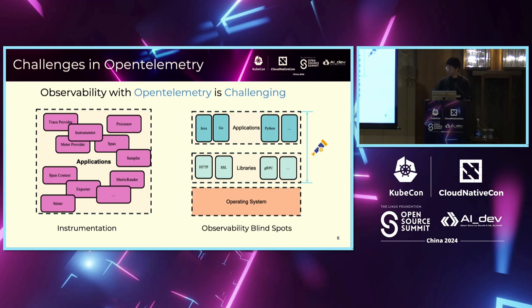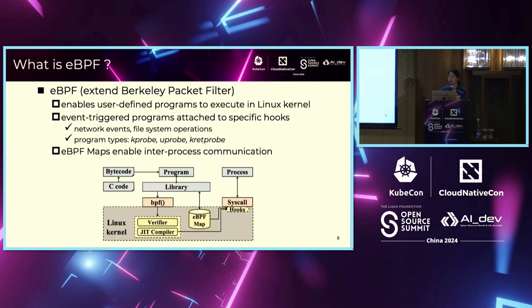To tackle these observability challenges in Kubernetes, we have explored a new technology, eBPF. And now, Wanqi Yang will continue to share more insights on this topic. Okay. Thank you, Kai, for highlighting the challenges in the existing observability of OpenTelemetry in Kubernetes. I'm Wanqi, and I'll share our eBPF-based solution to address the first challenge, the high instrumentation of OpenTelemetry.